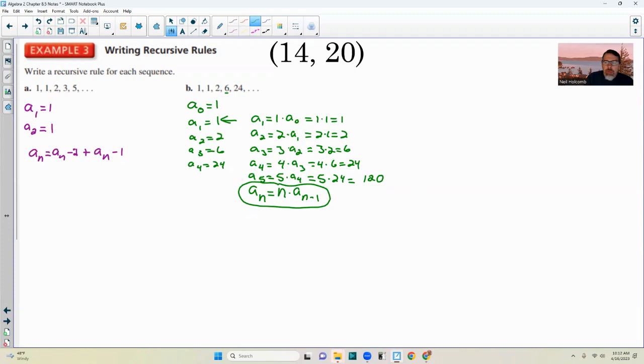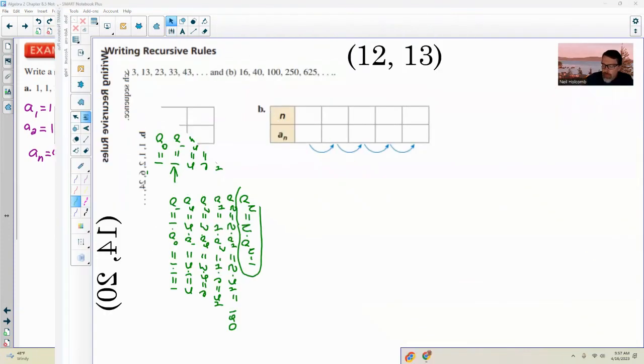Okay, so now you should be able to do problem numbers 14 and 20 in your exercises.